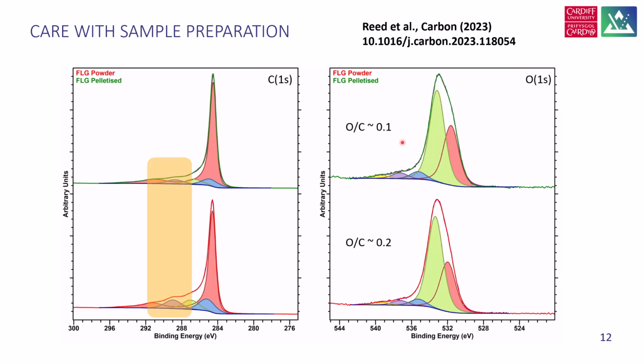Now that doesn't sound like a big difference, but we can see that in pelletizing, these have been compressed with something around 1.5 to 2 tons of pressure for carbon. It's had a notable effect on the spectra. So we have to think about how we look at these materials and be consistent in the way that we mount our samples for analysis.